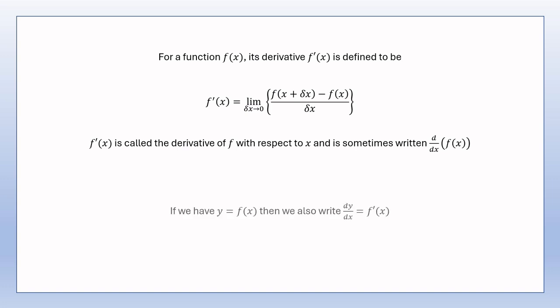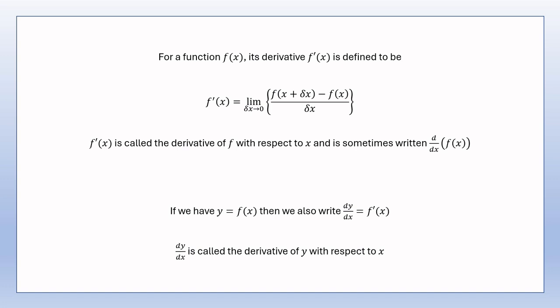If we have y equals f of x, then we also write dy by dx equals f prime x. In other words, dy by dx equals the limit as delta x approaches 0 of f of x plus delta x minus f of x over delta x. And dy by dx is called the derivative of y with respect to x.